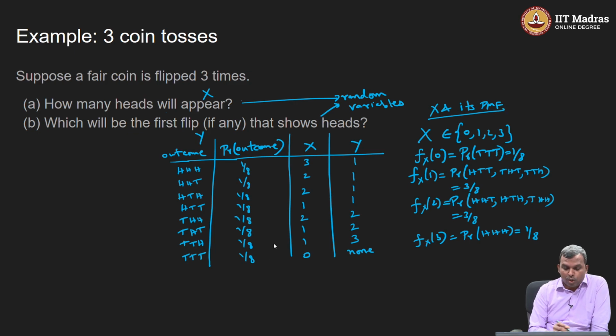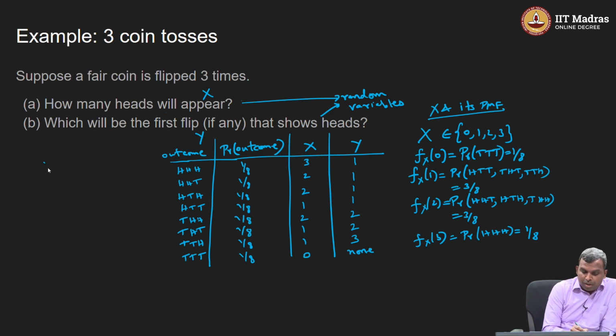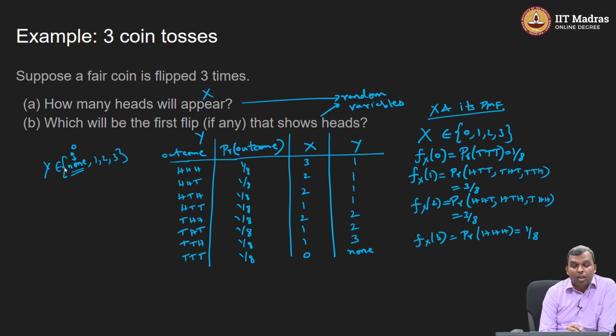So, you can also find y and its PMF. y could be none or 1 or 2 or 3. Notice how this none is actually not a real value, so you could keep a value 0 here. For none you can say 0. If you say 0th toss, it will never really happen, so you could make this 0 here.